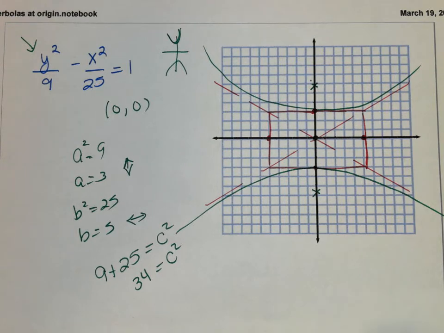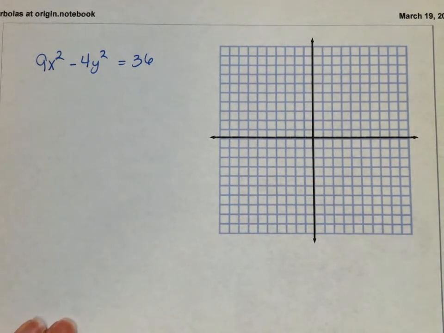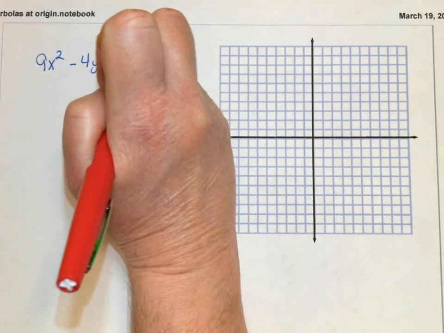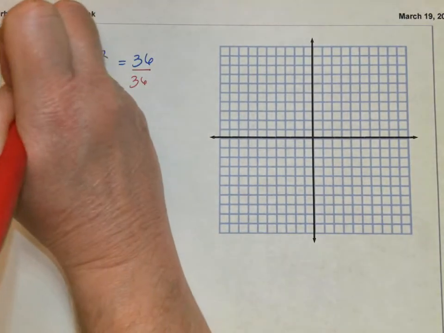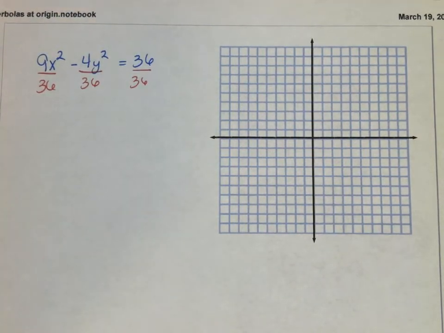Okay, what do we have next? Here's what we have next. We have a hyperbola equation, but it's not equal to 1, and all of our hyperbola equations were equal to 1 in the first place. So the first step is to divide everything. What do I have to divide 36 by to get 1? Well, I have to divide by 36. Whatever I do to the left, I have to do to the right, so I'm going to divide everything by 36. And look, I have fractions.